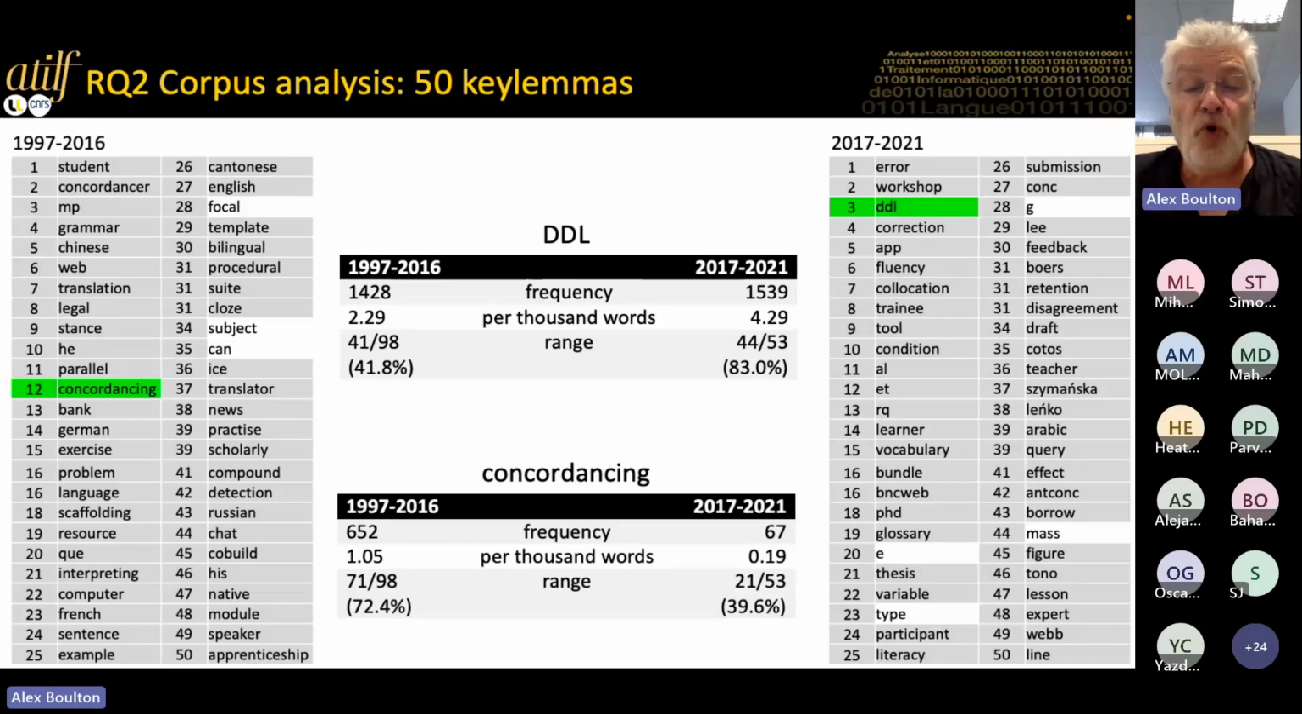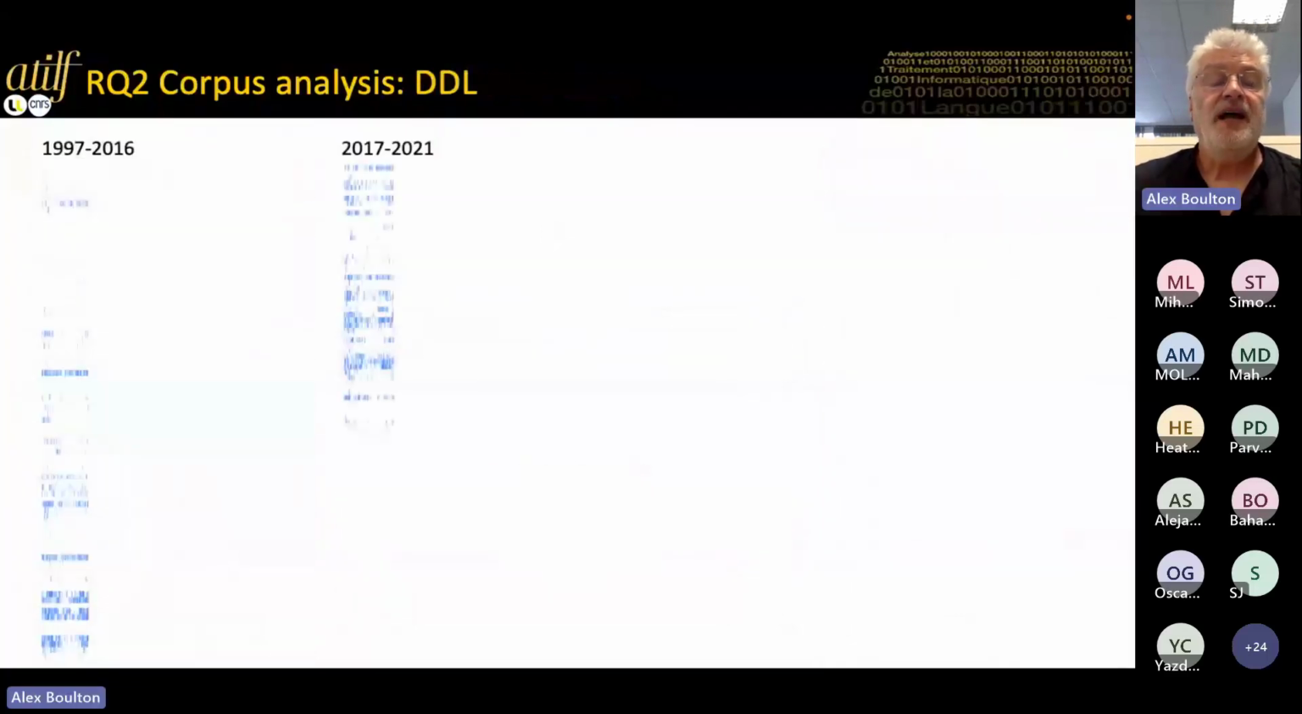So it's almost twice as common per 1,000 words, and it's twice as common in terms of range, the number of papers it occurs in. So 83% of the papers in the last 5 years include the term DDL, whereas only 42% in the first period did. Okay, concordancing, it wasn't massively more frequent. Well, it was massively more frequent than in the first period and the second period, but it was still only 650 compared to 1,500 nearly. And you can see that.